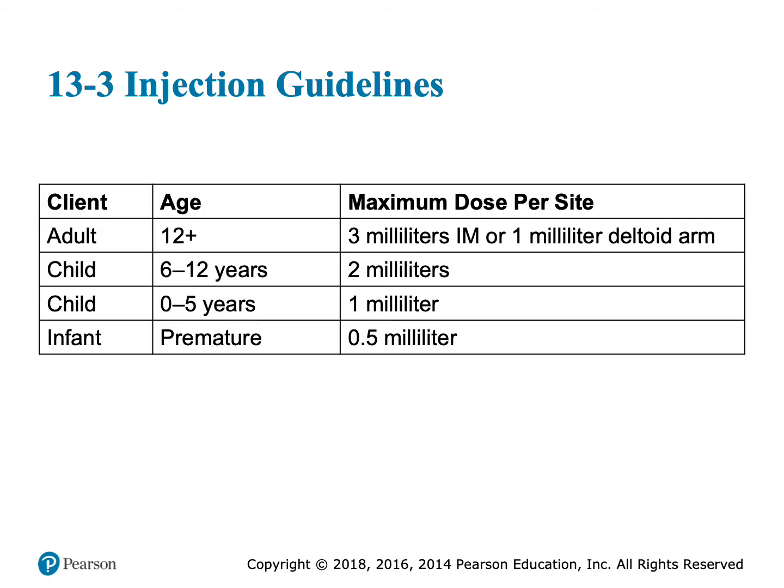So here's a table that shows the guidelines for how much may be injected for each patient type. So the adult, which is 12 and up, the maximum dose per site would be 3 mLs IM or 1 ml in the deltoid of the arm. For a child 6 to 12 years, it's 2 mLs. A child 0 to 5 years is 1 ml. And an infant is 0.5 mLs.